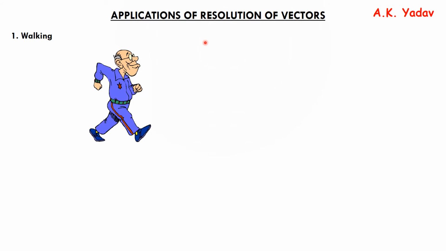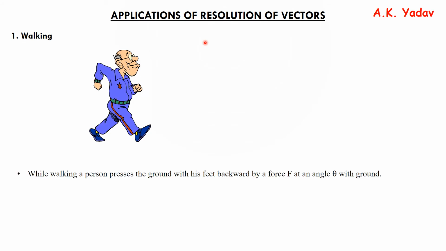The first one is walking. You can see this gentleman walking. While walking, a person presses the ground with his feet in the backward direction by a force F at an angle theta with ground. So first, this is the weight of the person acting downwards. Now this is the force which the person is applying. You can see this gentleman is applying this force. This force is F and this is making an angle of theta with the ground.